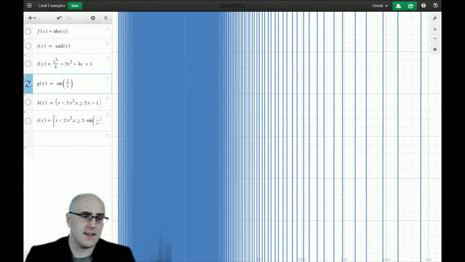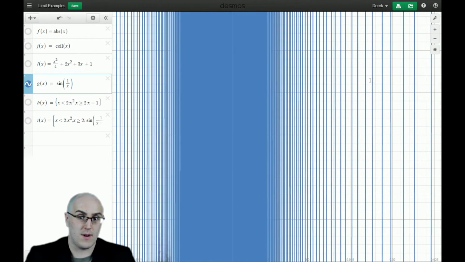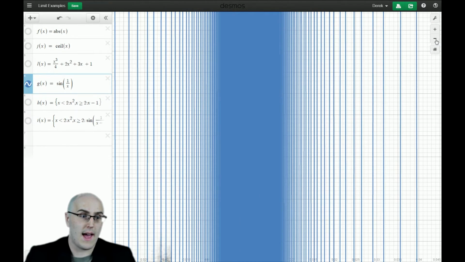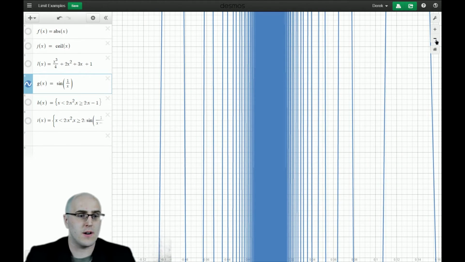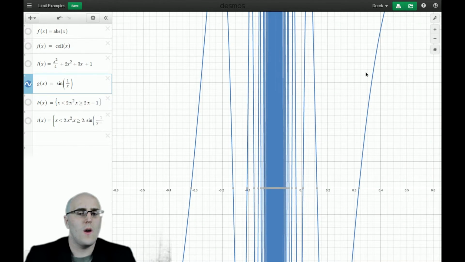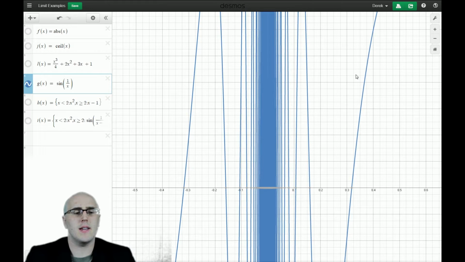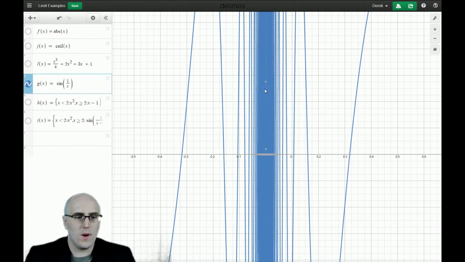Look at this, it's mind-boggling. As x approaches 0, we actually don't have a limit because it doesn't approach a particular value. It approaches an indeterminate value. It approaches multiple values, basically. We have no idea what value it eventually reaches at 0.